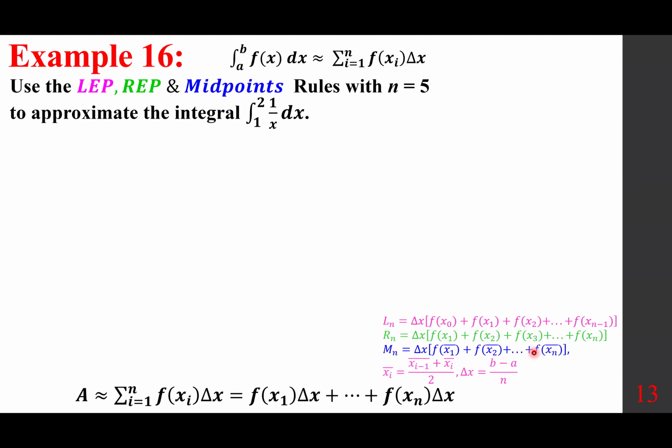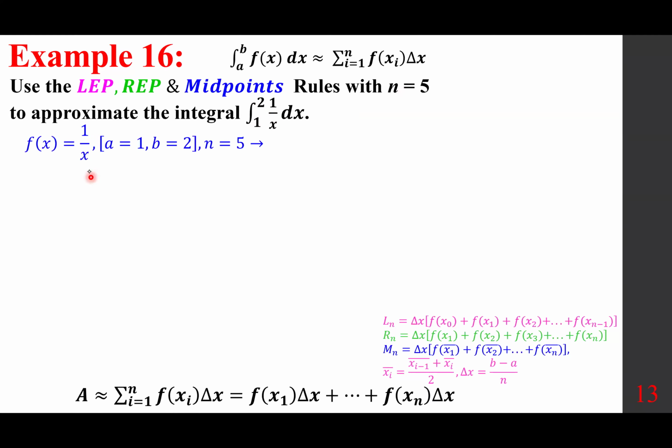First, when we are given this, what is the function? Well, look at this one. The function f of x is 1 over x. What is a? 1. What is b? 2. This is the lower limit 1, the upper limit 2. And what about n? They have given us n equals 5. So this is just given.